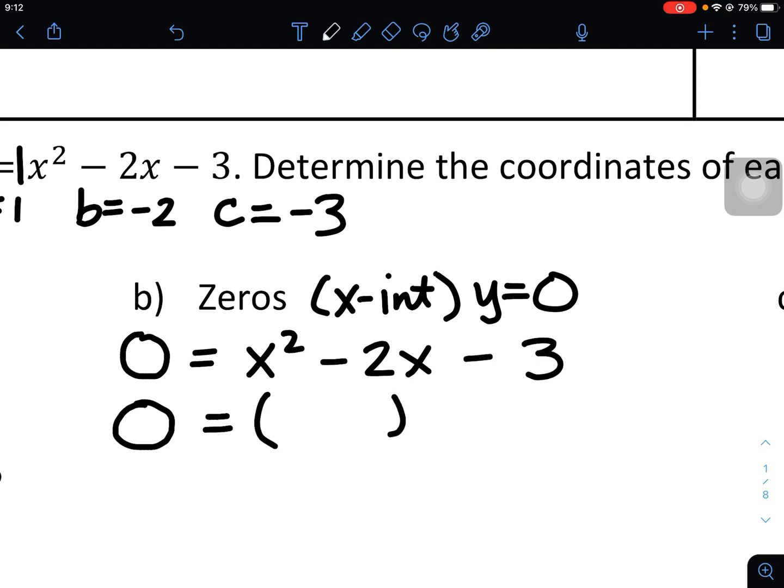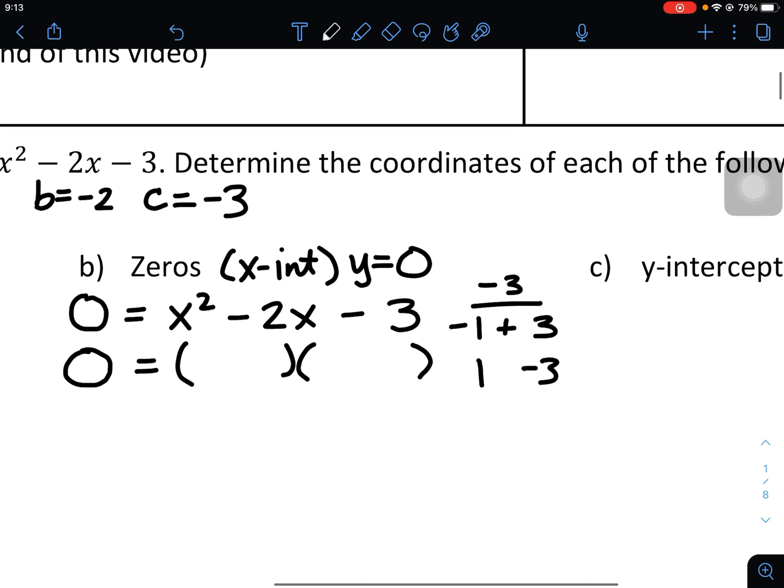So I need two numbers that multiply to -3 and add up to -2. If I play around with my 1 and my 3, it's either -1 and +3 or +1 and -3. And since I want these to add up to -2, I'll choose those. I want a +1 and a -3.